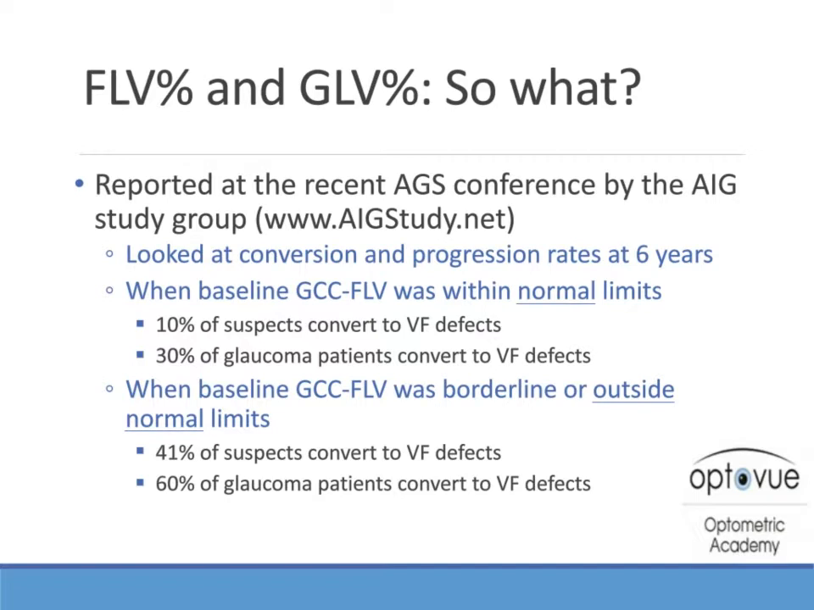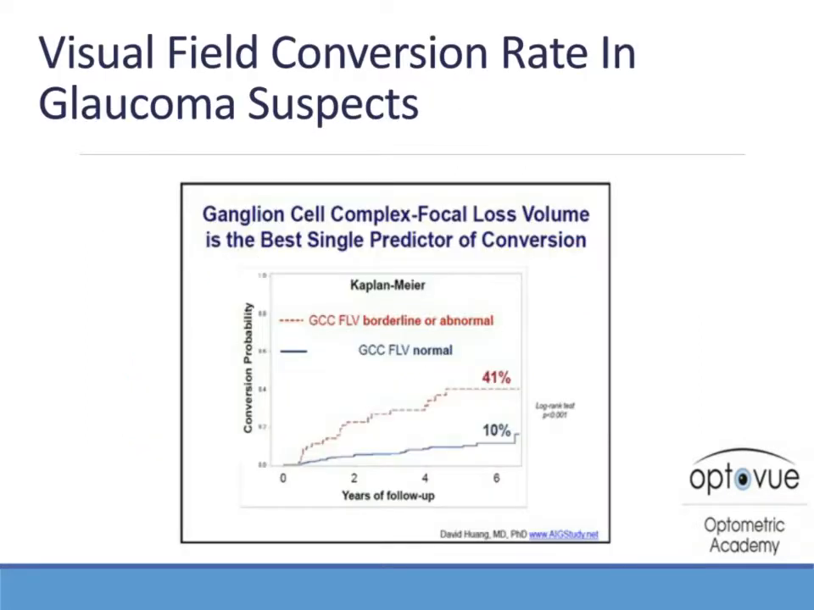I'm actually going to skip this slide because I think the next two graphs are most telling, and these are the things that you need to remember. So when you're looking at FLV, or focal loss volume, this was the study setup. They looked at individuals and measured their FLV prior to entering the study. And they recruited glaucoma suspects, those individuals without glaucoma, and they included patients who were diagnosed with glaucoma. So those glaucoma suspects are what we're looking at now.